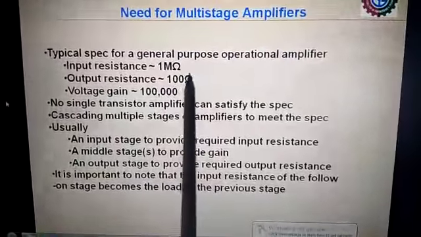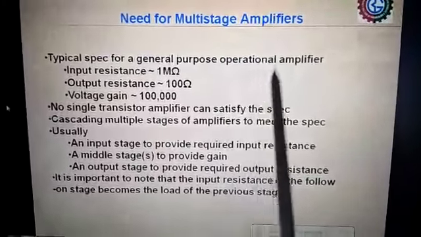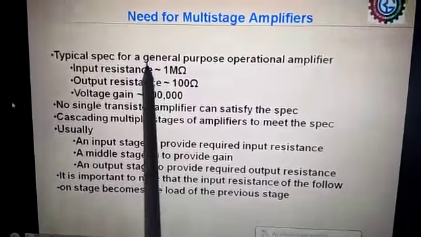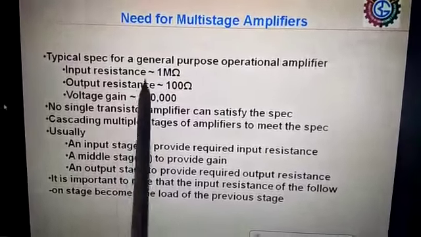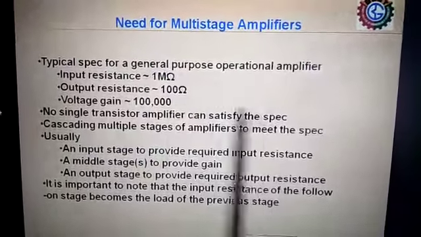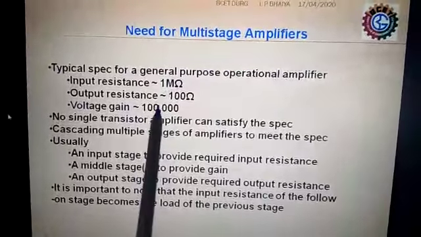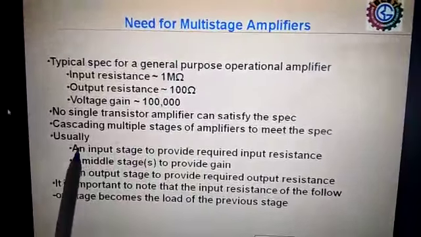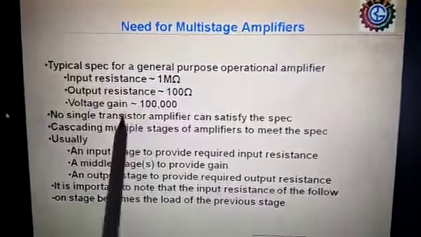So to achieve the specifications of such an operational amplifier needs the cascaded amplifier, and these are the specifications which will be provided by this cascade amplifier or multi-stage amplifier. No single transistor amplifier can satisfy this specification. So it is not possible to satisfy these specifications by a single stage or single amplifier. To meet the specifications, we need cascading multiple stages of amplifiers.